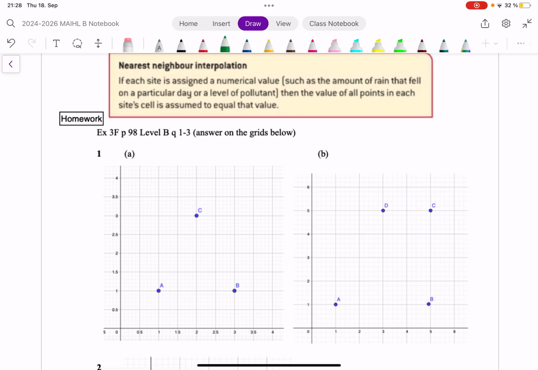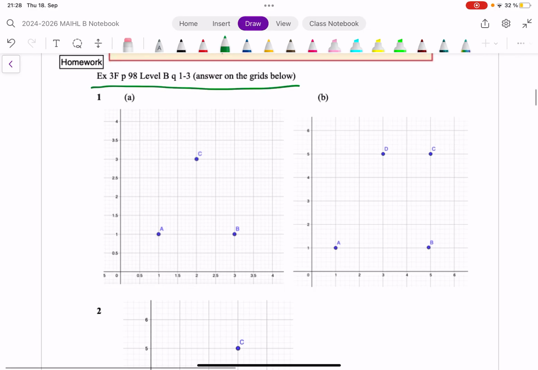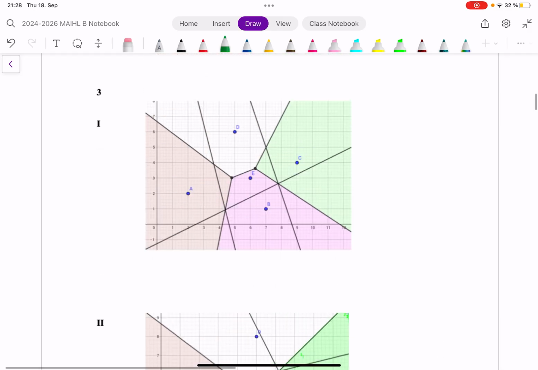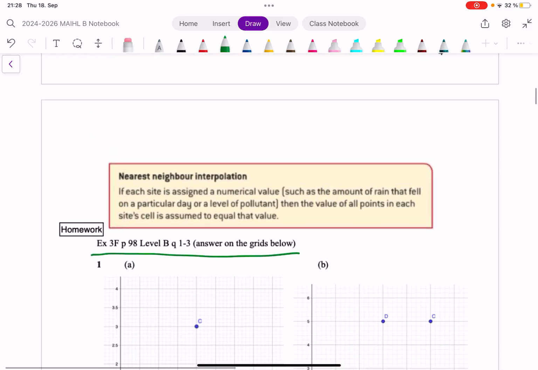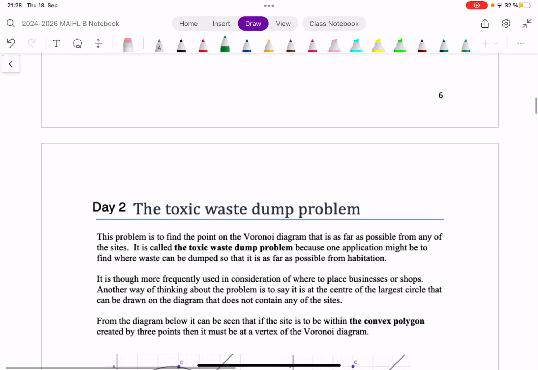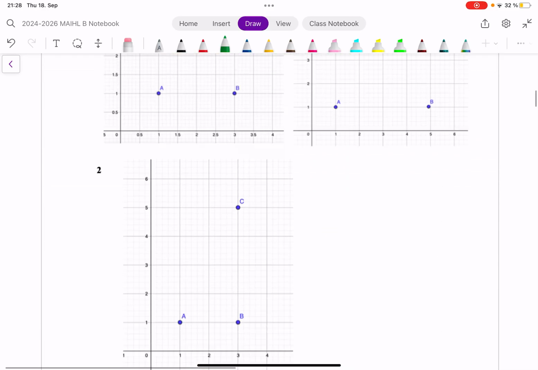For some ease for your homework, you can do it in here, right? Like we provided you some of the grids so that you can kind of just do them in here without having to draw them kind of by freehand. So make sure you get a chance to try some of that homework and practice building these Voronoi diagrams.